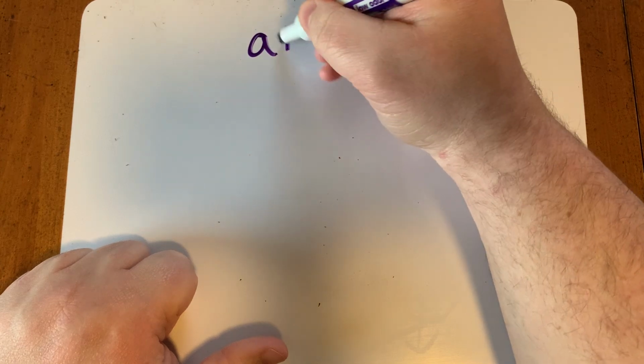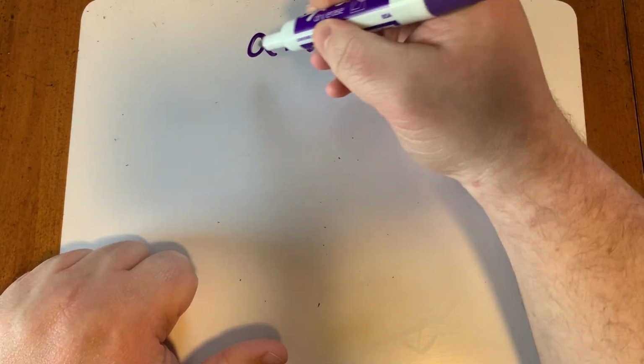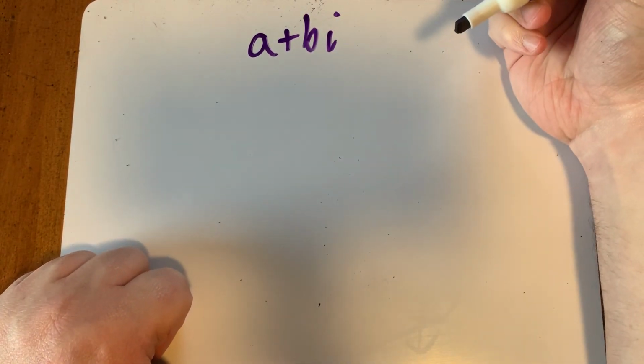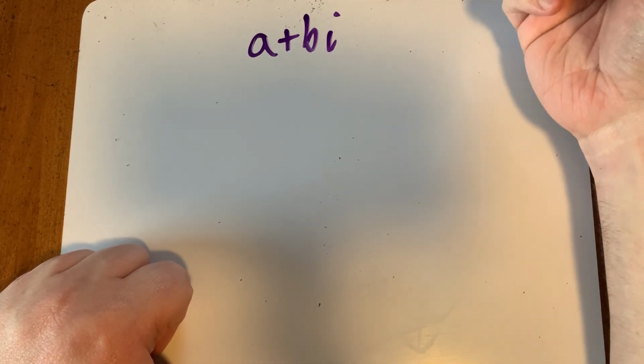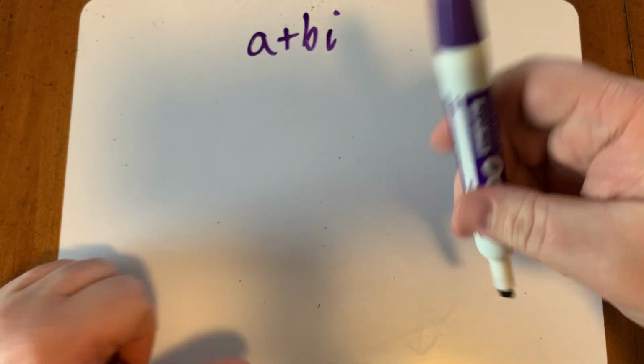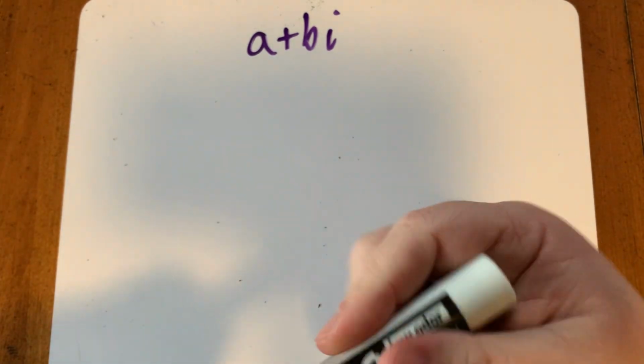Hey guys, let's talk about a different way to use our polar plane. This other way is to work with the polar form of complex numbers. Now we know complex numbers are of the form a plus bi, where a and b are real numbers, and i is the imaginary number, the square root of -1.